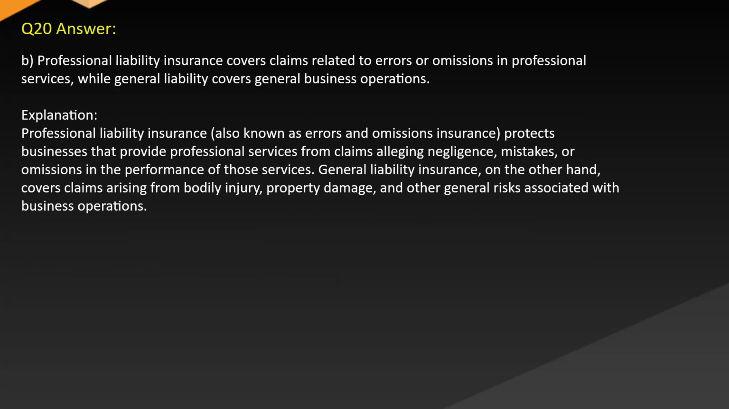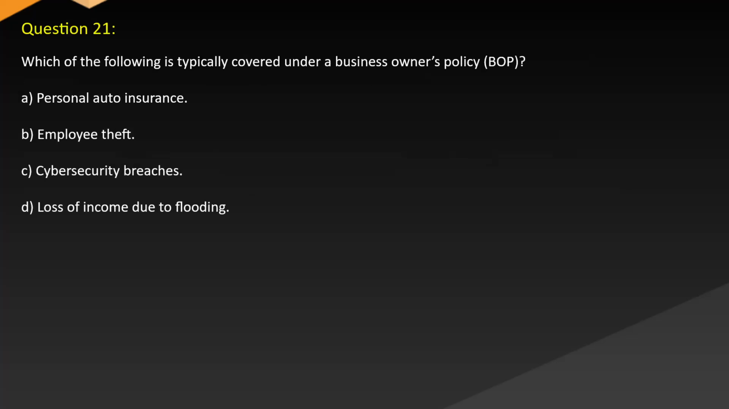Answer: B. Professional liability insurance covers claims related to errors or omissions in professional services, while general liability covers general business operations. Explanation: Professional liability insurance, also known as errors and omissions insurance, protects businesses that provide professional services from claims alleging negligence, mistakes, or omissions in the performance of those services. General liability insurance, on the other hand, covers claims arising from bodily injury, property damage, and other general risks associated with business operations.